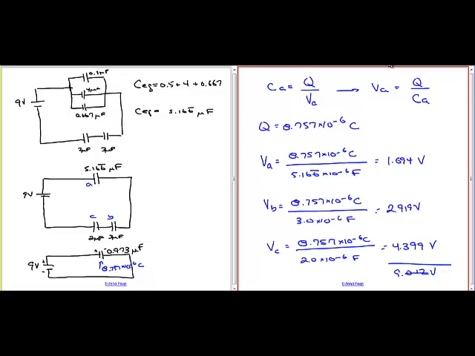Okay, so what do we do next? Now, we go to this step. So we're going to have this capacitance broken up into 3 parts. The key thing is that I have the charge, 8.757 times 10 to the minus 6, and that charge has to be separated amongst these 3 depending upon their magnitude.